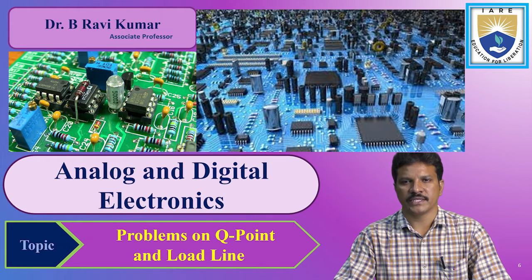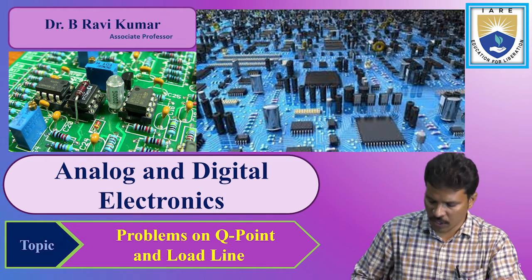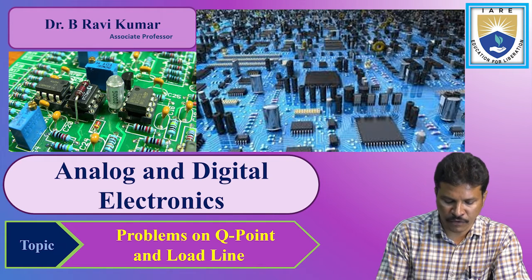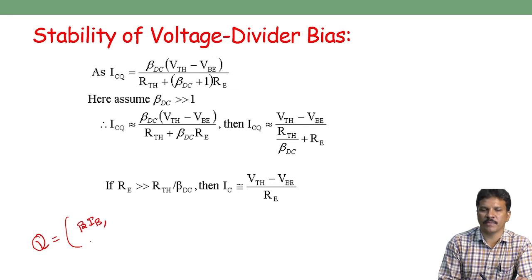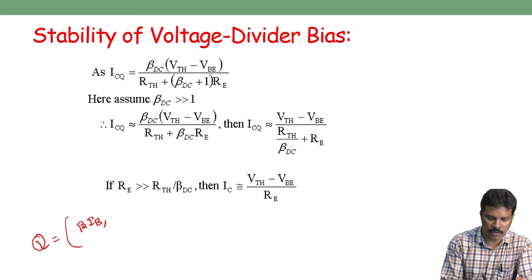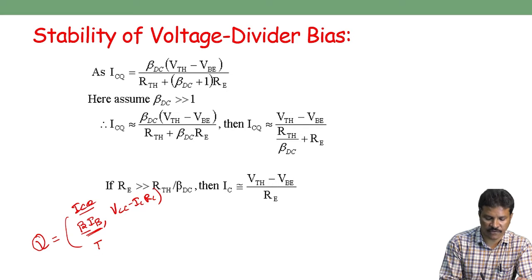In a fixed bias, ICQ is equal to beta IB, which is one Q point coordinate, and VCEQ is equal to VCC minus IC RC. This point is a function of temperature. This point ICQ is a function of beta, and beta is a function of T.